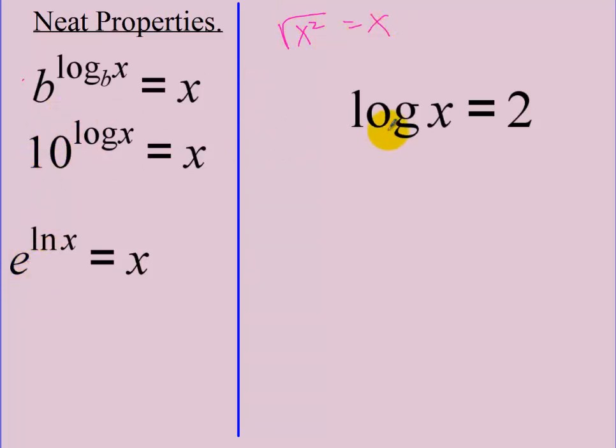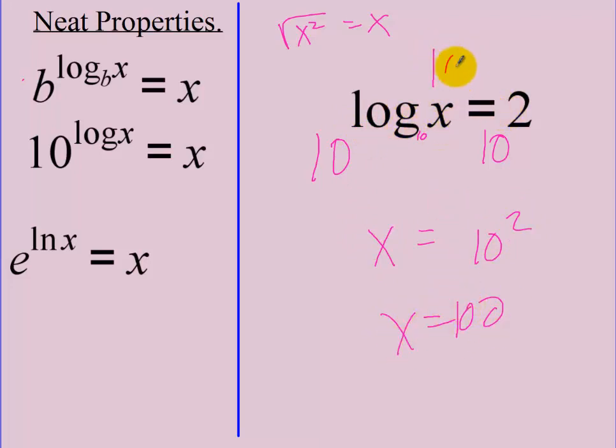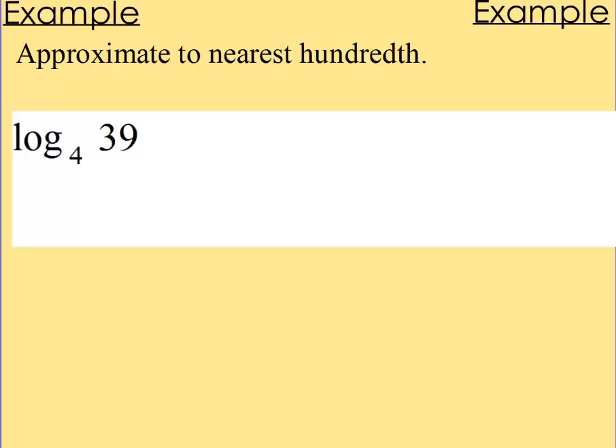So if I wanted to find log of x equals 2 and solve for x, this is like log base 10. I could take both sides to the 10 power, and this will just end up being x equals 10 squared, so x equals 100. But you know what? You could have converted this to exponential form anyways and found out 10 squared equals x, so not really necessary, but just kind of neat. Let's try some examples.